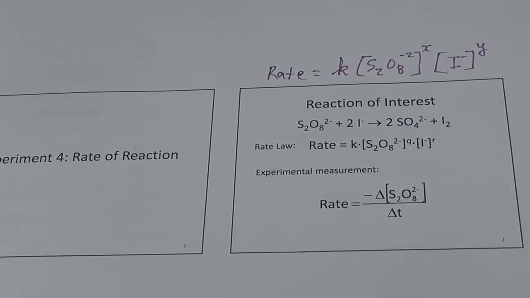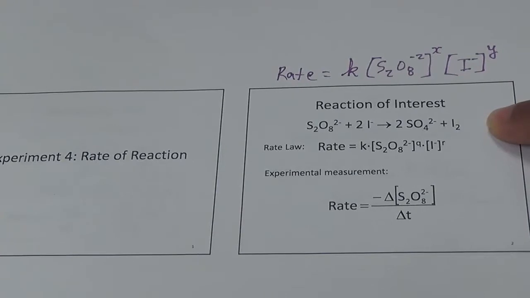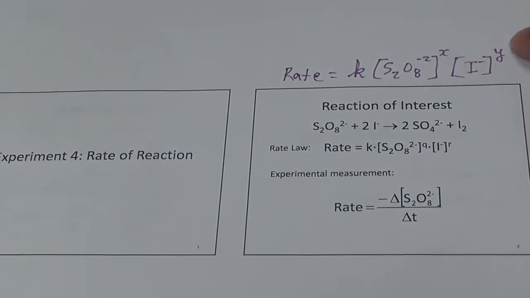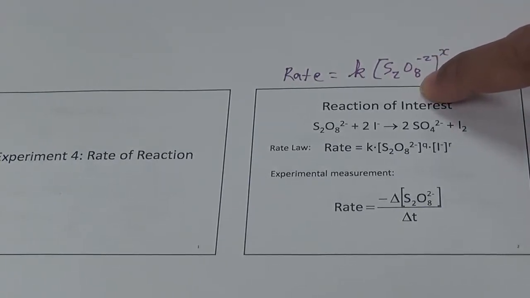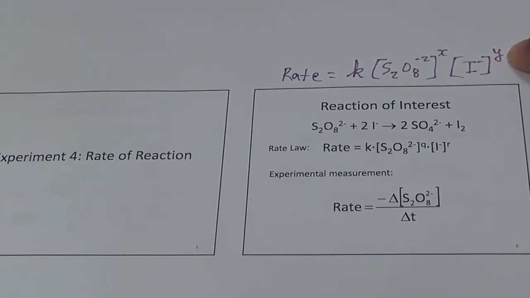Experiment 4 deals with calculating the rate law for this particular reaction. The goal of this experiment is to figure out your exponents x and y, so the order of this reaction, the order of decay of this reactant. That exponent could be 0, first or second order decay. You'll also have to figure out this exponent y, the order of I minus, its decay. Is it 0, first or second order?